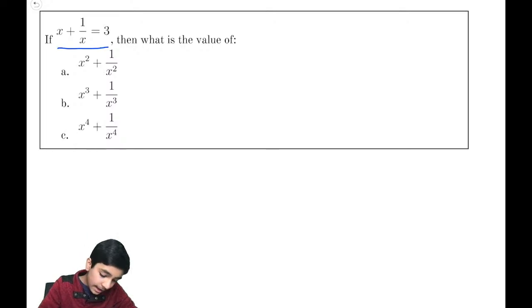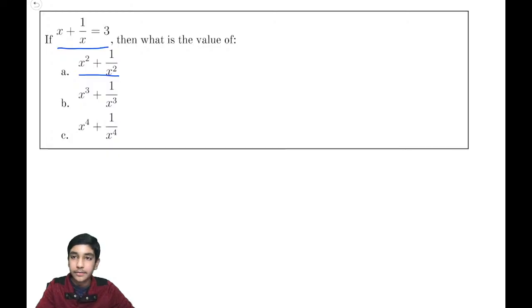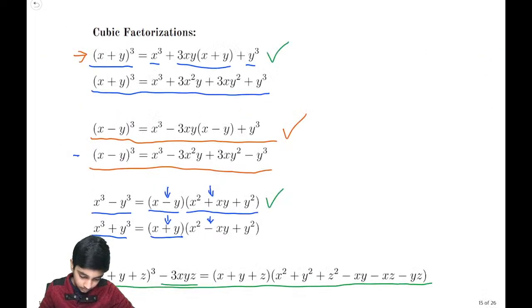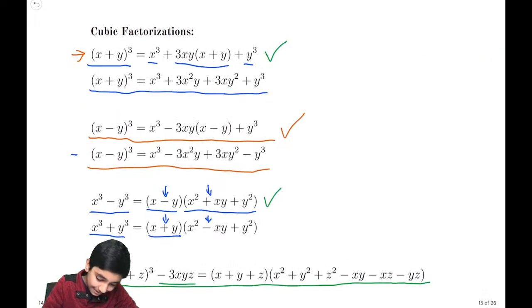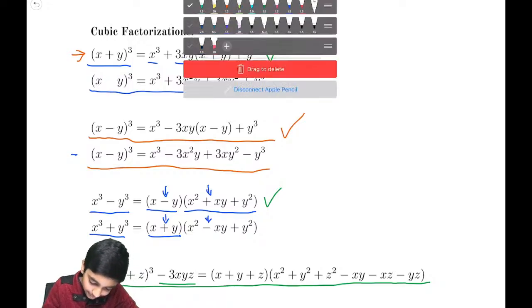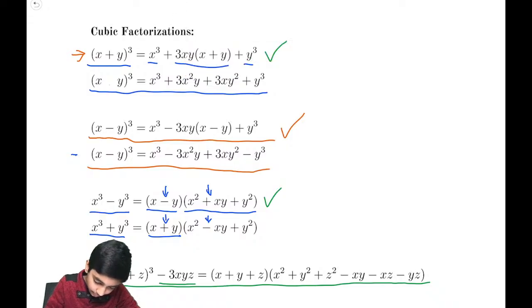Okay, so how can we find x squared plus 1 over x squared? Oh, sorry. Looks like there's a typo here. This should be (x minus y) cubed. So that's a small typo. Sorry about that. Oh no, this would be x plus y.